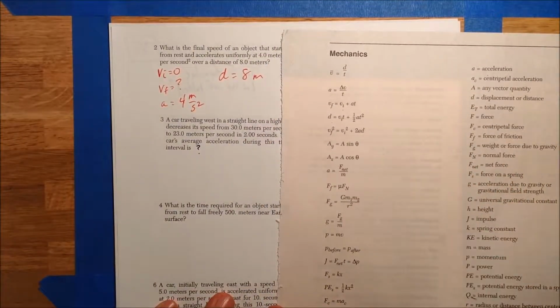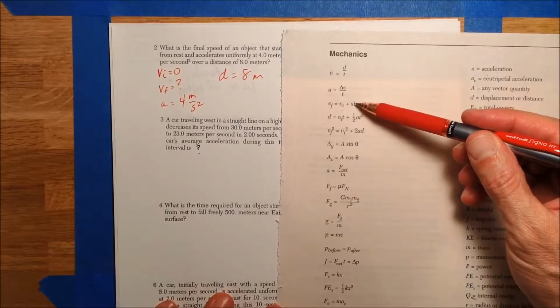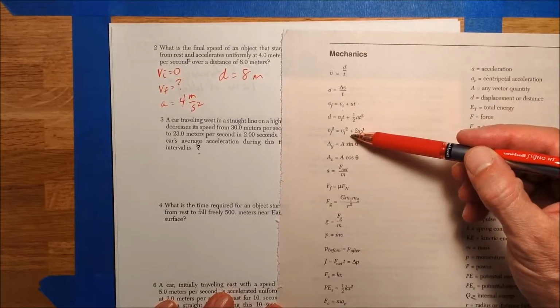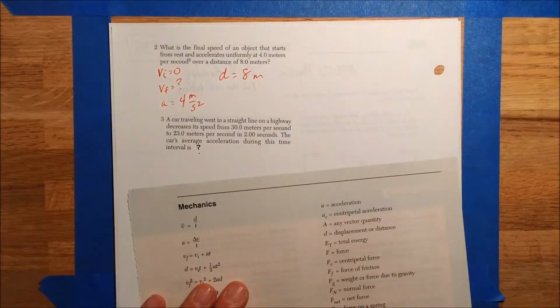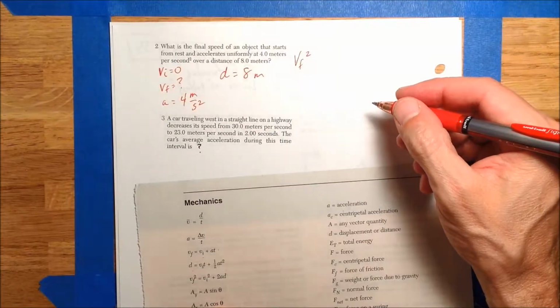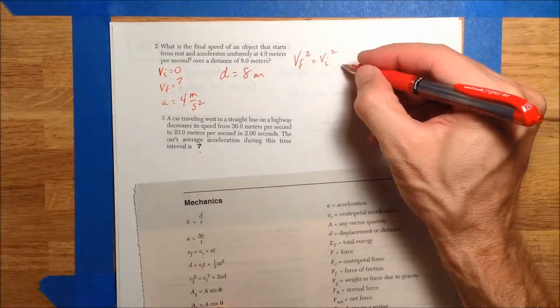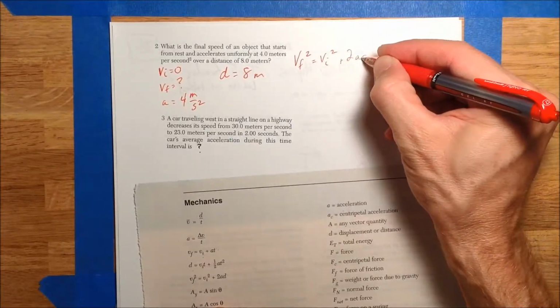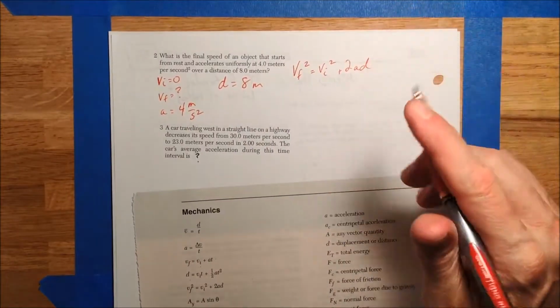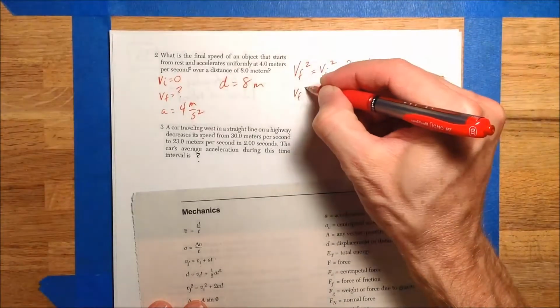I'm looking for VF. Okay, this says VF, but it doesn't have time, but it has distance. So it's this one, VF squared equals VI squared plus 2AD. VF squared equals VI squared plus 2AD. Okay, so VF squared.